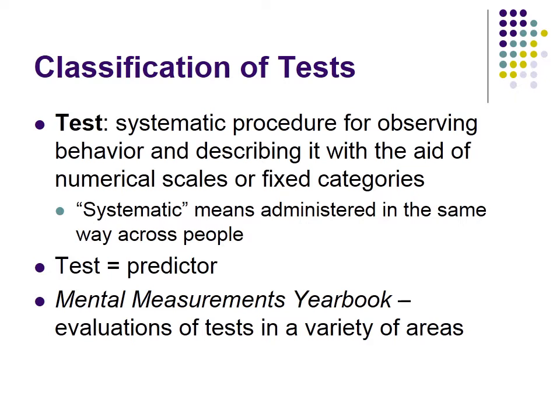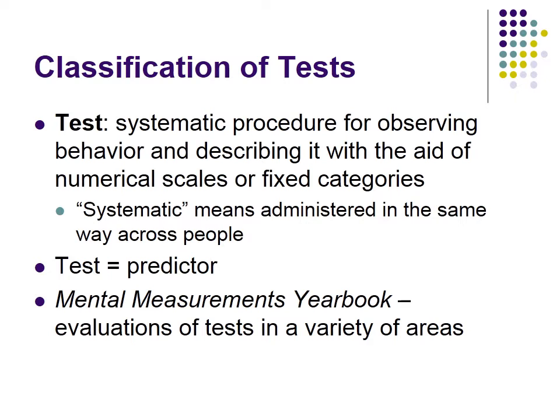So on a typical test in a class, it's often a 100-point test with 90 and above being an A. So that's both a numerical scale and a fixed category. So systematic again means we're administering it the same way across people, and tests are basically synonymous with predictors. When we're talking about predictors, we're often talking about tests.